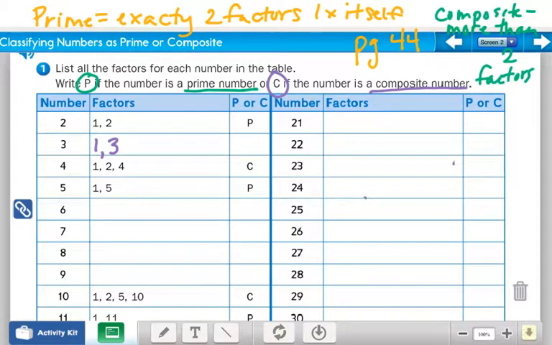Exactly two factors, it is called prime. So we'll put a P for prime. Again, what I'm writing right now, the 6 would go on a whiteboard. So I'm going to write the factors of 6 out.